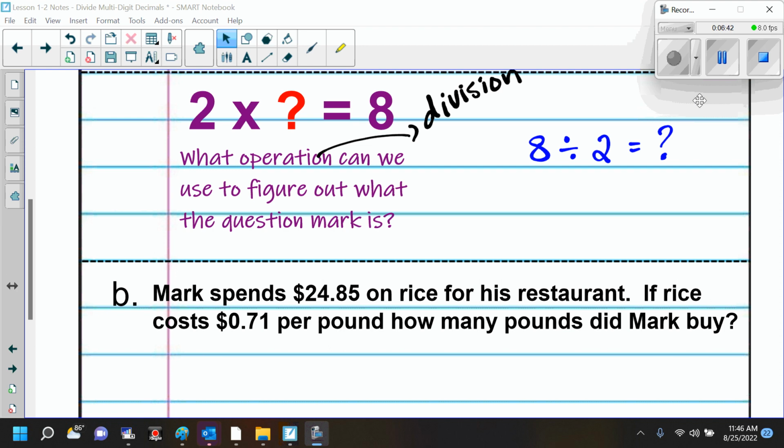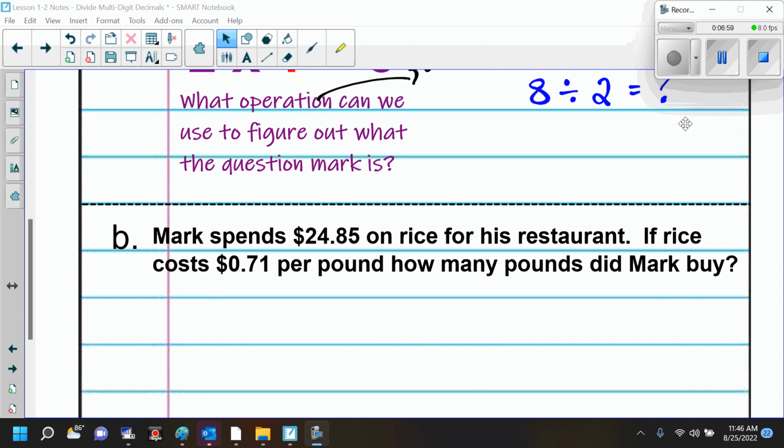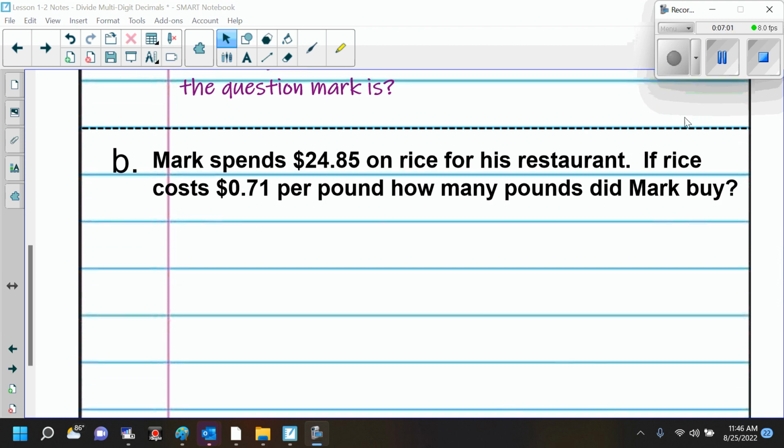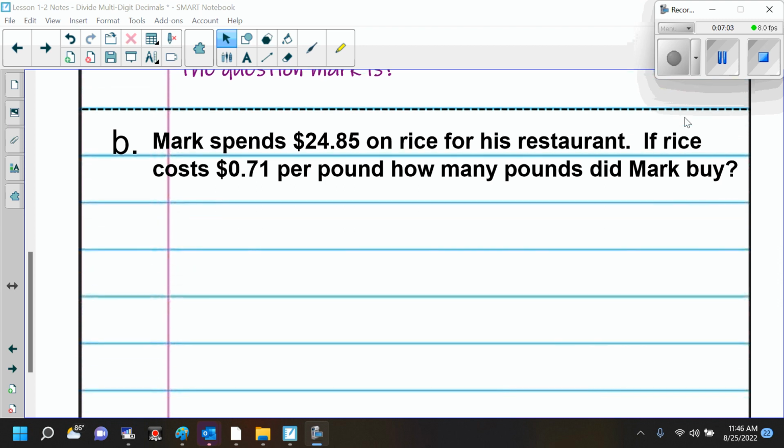All right. So here, Mark spends $24.85 on rice for his restaurant. If rice costs 71 cents per pound, how many pounds did Mark buy? Okay? So the first thing we want to do when we are looking at word problems is write down our important information. Remember, you do not have to write the entire word problem.